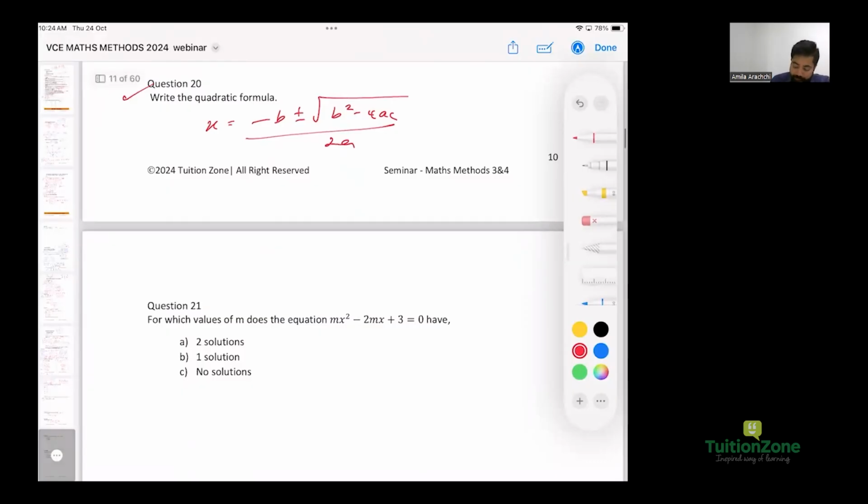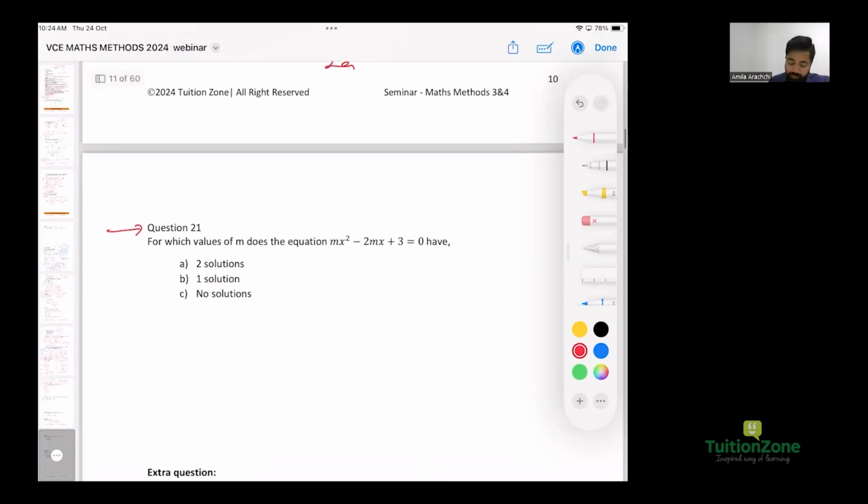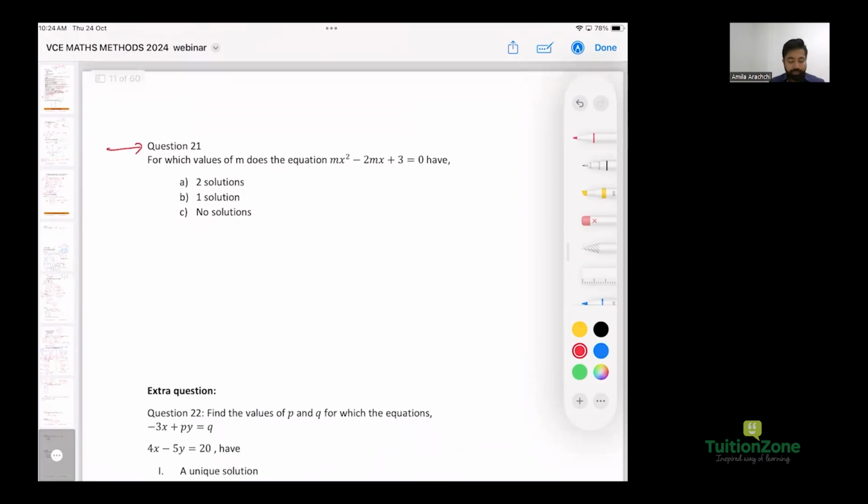Okay. These are common questions. I just picked one question, just want to go over it. We'll try the 21 as well together. 21.